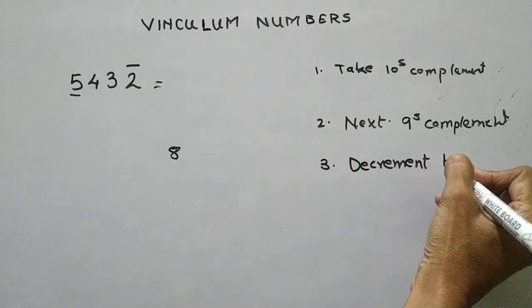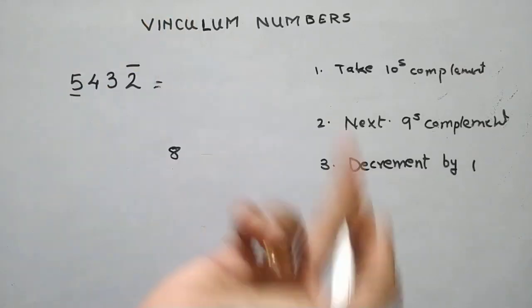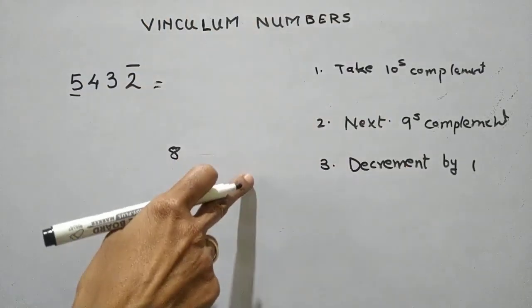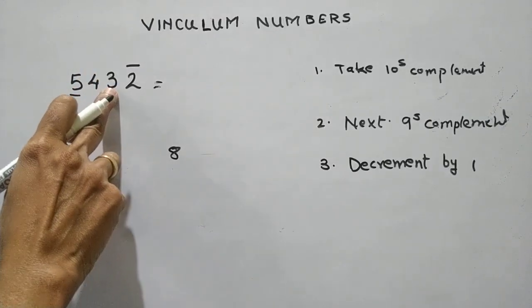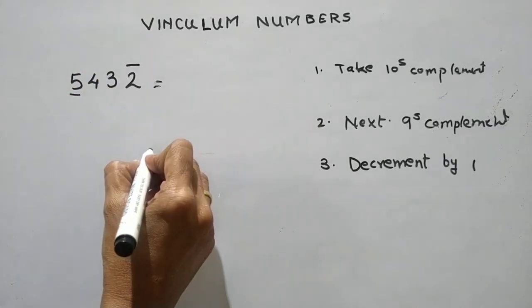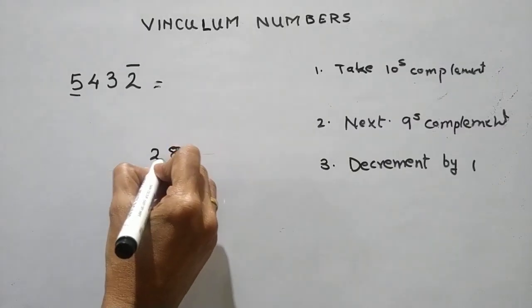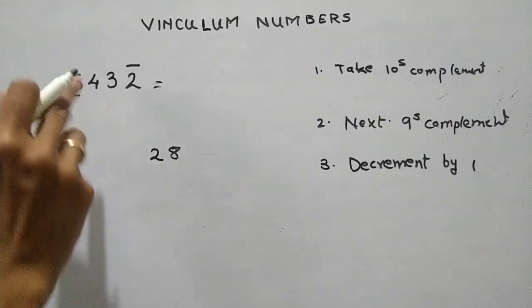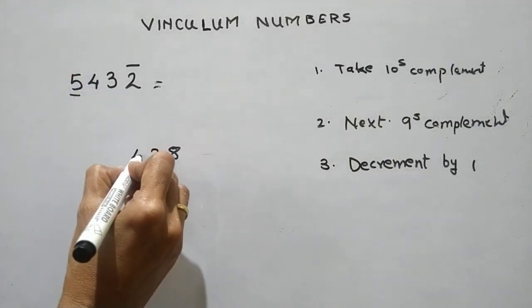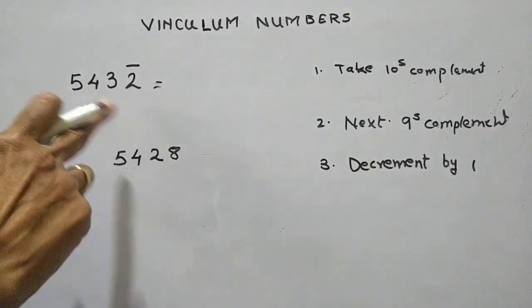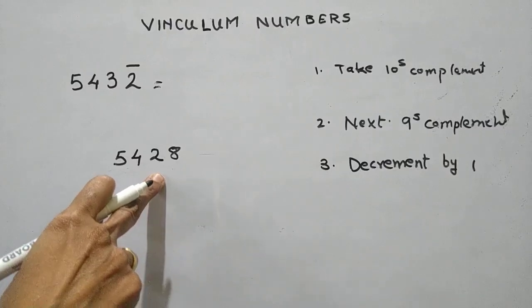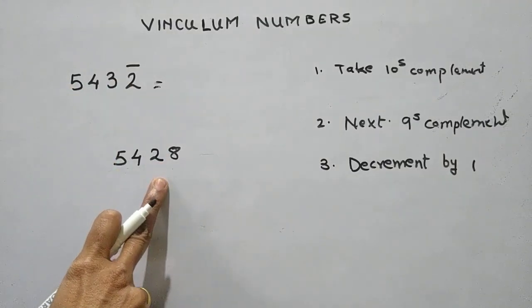decrement by 1. Now when we converted normal number to vinculum, we had incremented by 1. Now here what we do is we decrement by 1. So this is not having a bar, so we take 3 minus 1, that is 2. Okay. Now the next number is 4, so we take it as it is, and 5 also we take as it is. So this is the vinculum number converted to normal number.